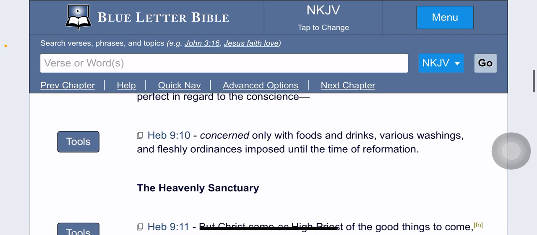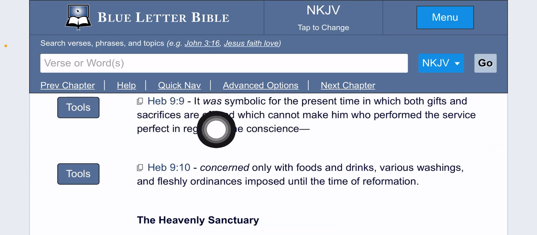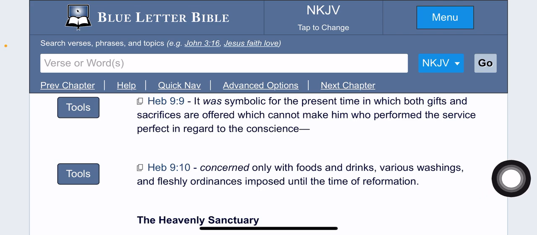Now, verse 10. I'll read from verse 9 again. It said, it was symbolic for the present time in which both gifts and sacrifices are offered, which cannot make him who performed the sacrifice perfect in regard to the conscience, concerned only with foods and drinks, various washings and fleshly ordinances imposed until the time of reformation. And what's the time of reformation? Yahawashi.